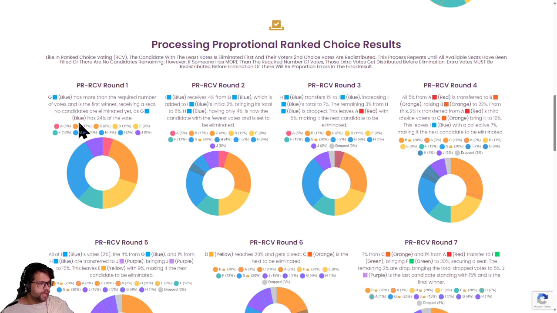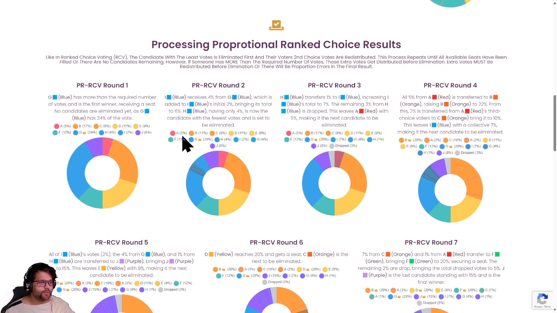So in proportional ranked choice voting round 1, G blue has more than the required number of votes and is the first winner, receiving a seat. No candidates are eliminated yet as G blue has 24% of the vote. So what that's saying is, since we have 5 winners, 100% divided by 5 is 20%. So each candidate needs 20%. Now, in certain implementations of this, there's quota rules and some other deviations from this, but suffice to say, you should end up with something that looks kind of like what we have at the end of the run, even under those circumstances. And if you don't, you should.